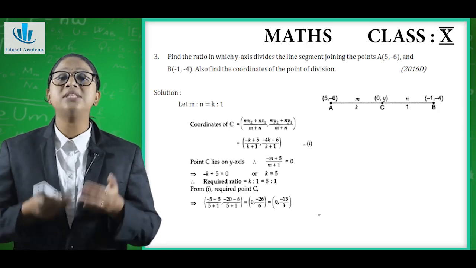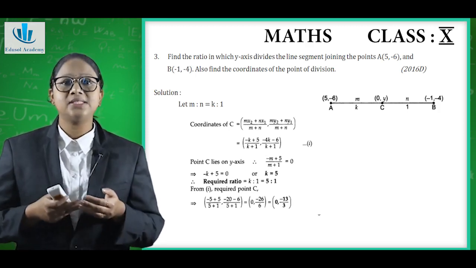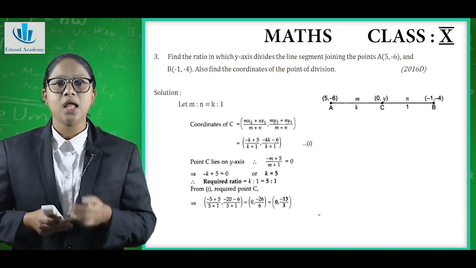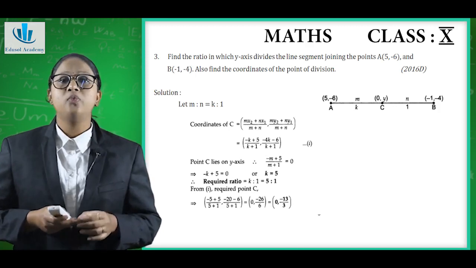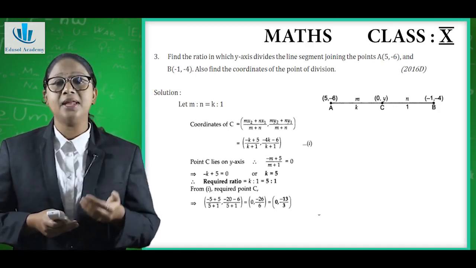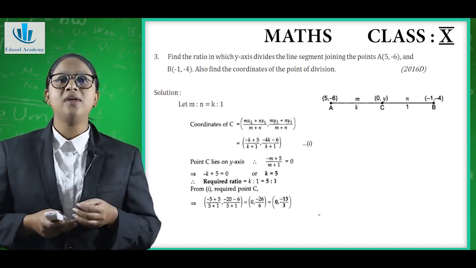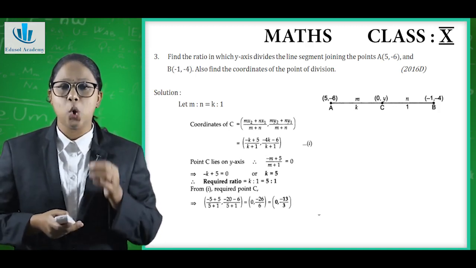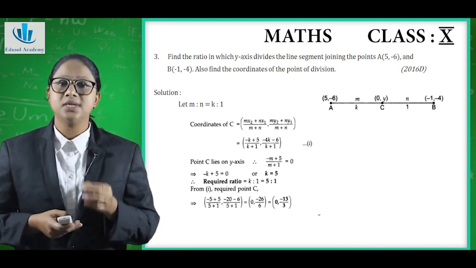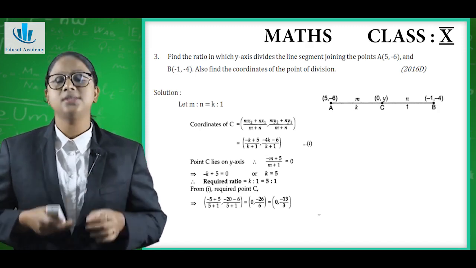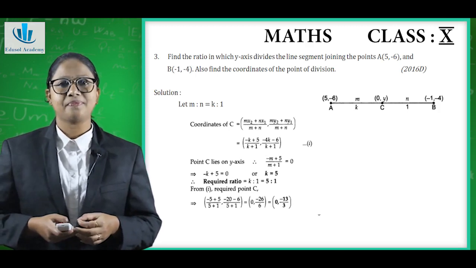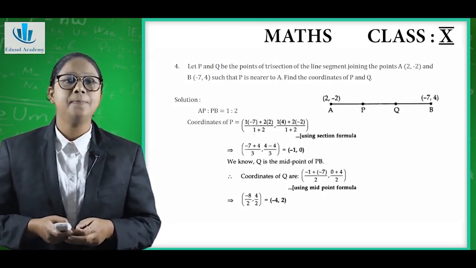Now we have to equate y is equal to (negative 4k minus 6) by (k plus 1), the second coordinate. Now that we know the value for k, we can substitute k as 5 in all the remaining equations or steps, and we will get the required coordinate of the point C as (0, negative 13 by 3). Yes, that's the coordinate of the point C, (0, negative 13 by 3). Moving on to the next question.